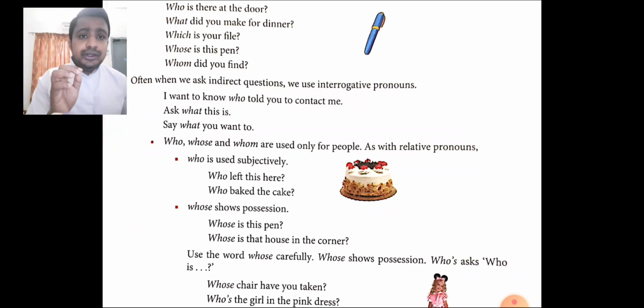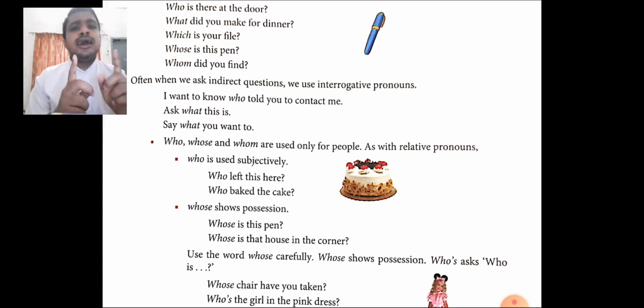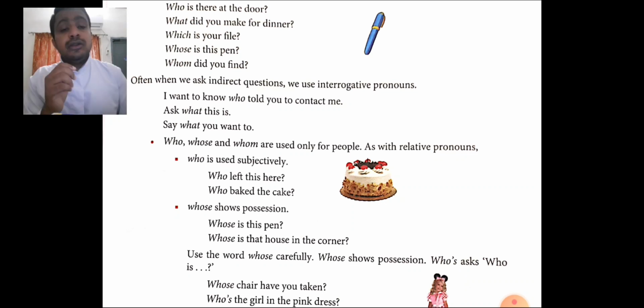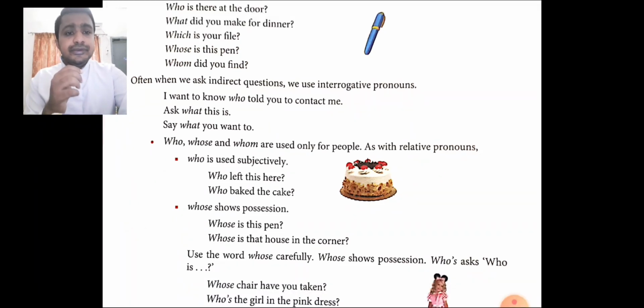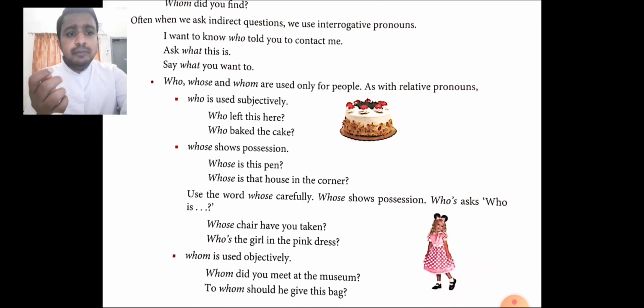Now, "whose" is to be used always carefully because "whose" shows possession, but "who's" asks the question "who is". That is a short form. So from the sentence itself, from the word itself, you need to understand "whose" is being used as a pronoun, but "who's" is always used as the question "who is". For example, whose chair have you taken? Who is the girl in the pink dress?